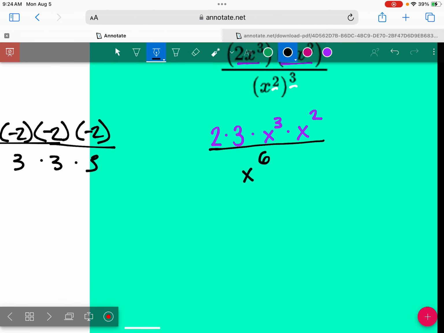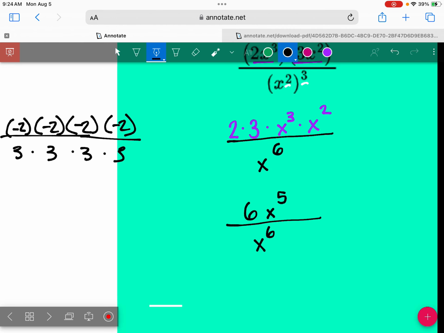So when we finish simplifying this, what's our numerator? 6 times x to the what? To the 5th over x to the 6th. Can that be simplified? Yes. I've got a bunch of x's that can cancel out. How many x's are going to cancel out? 5 of them. So we're going to be left with a final answer of 6 over x.